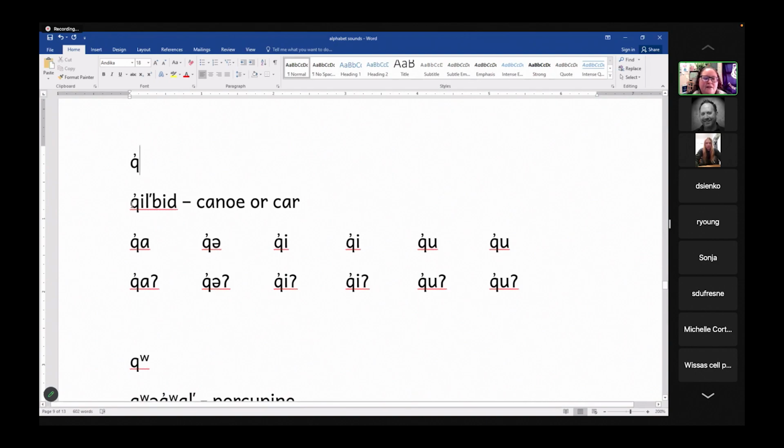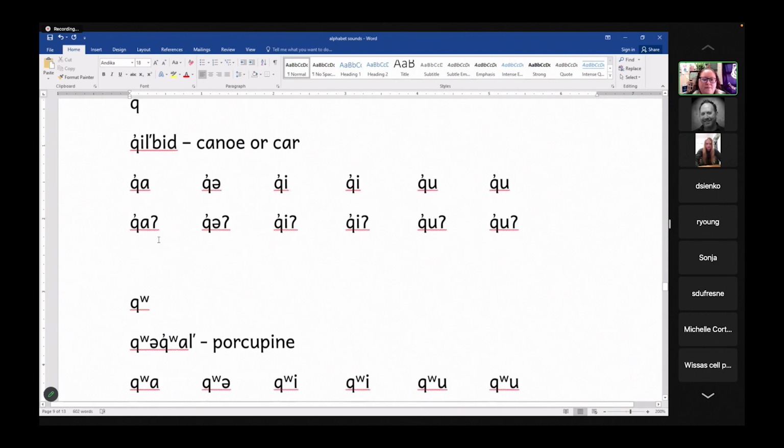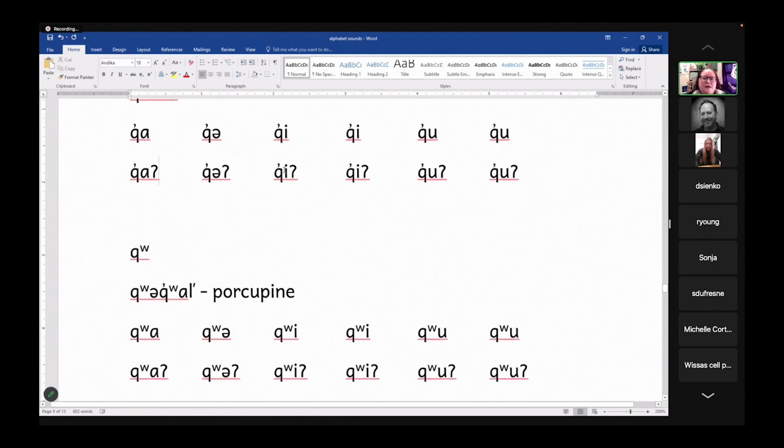Elk bead, elk bead. Let's do our sound chart. A, e, a, o, u. And with the glottal stops, a, e, a, o, u.